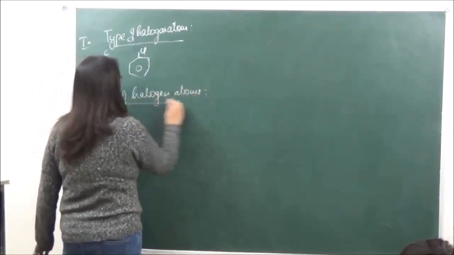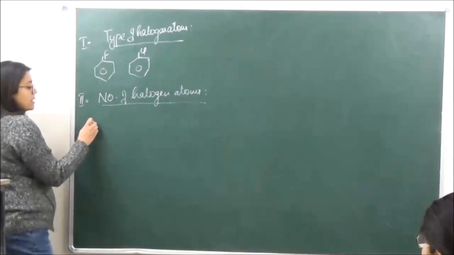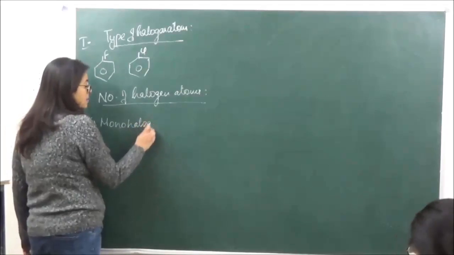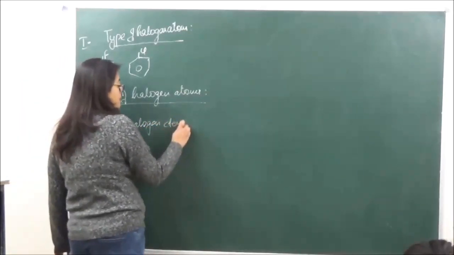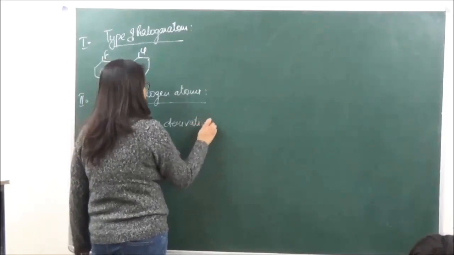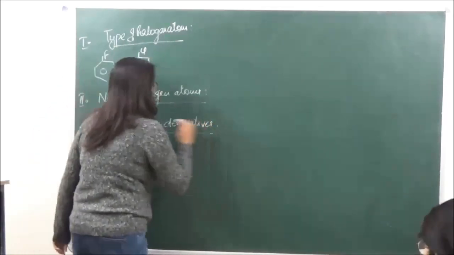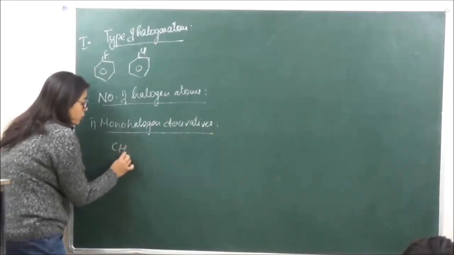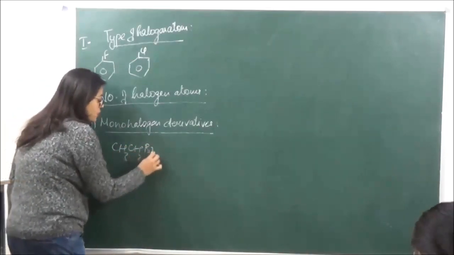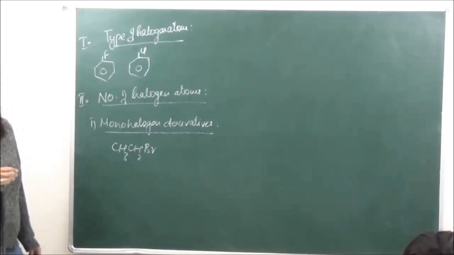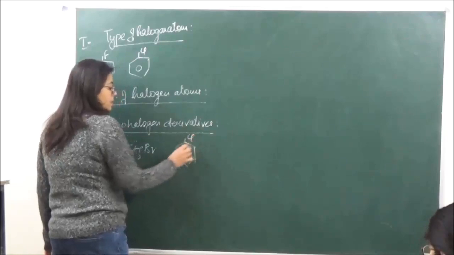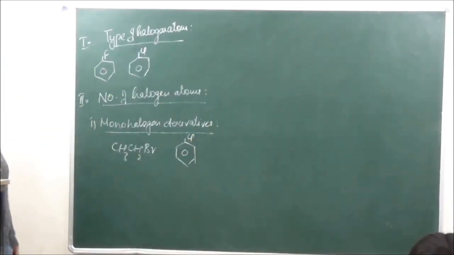halogen atoms. On the basis of number of halogen atoms, we can classify them into mono halogen derivatives. Mono halogen derivatives means mono means one. So there is going to be only one halogen which is going to be present. So if you have CH3, CH2Br, this is going to be bromoethane. Or if you have Cl on a benzene ring, so it is going to be chlorobenzene.